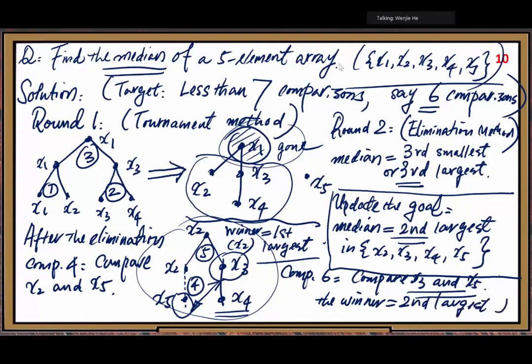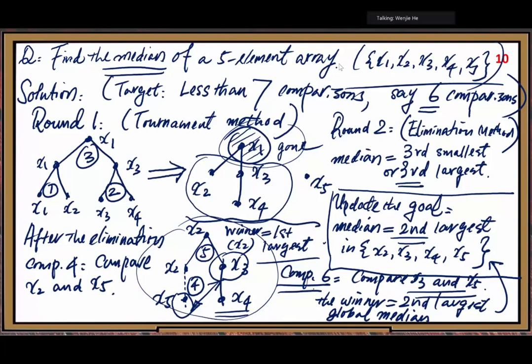That is the second largest in these 4 elements, so that one is the global median. Including all the elements, the global median is the final solution, and you need 6 comparisons.